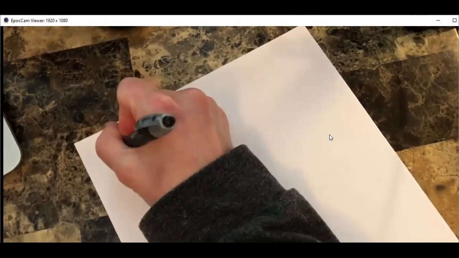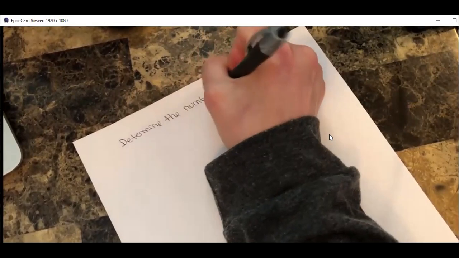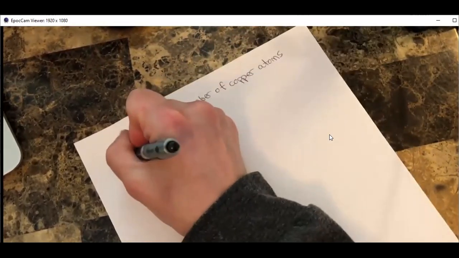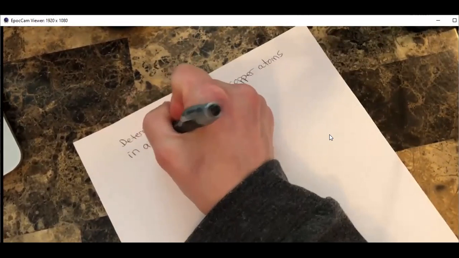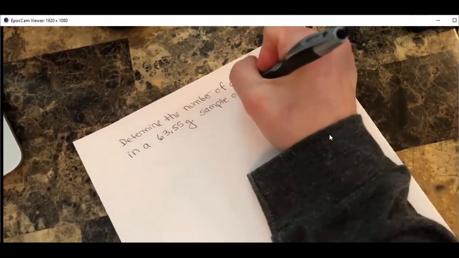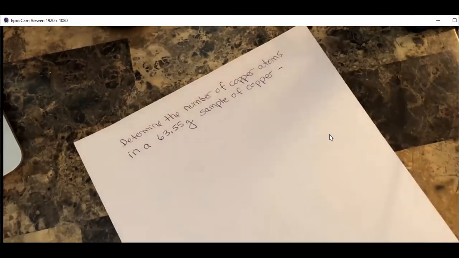So if we wanted to determine the number of copper atoms in a 63.55 gram sample of copper, okay, let's try to figure out the number of copper atoms, and then we're going to figure out the closest average mass of one atom of copper, okay? So let's kind of put it all together in one big equation and then we'll pick it apart.